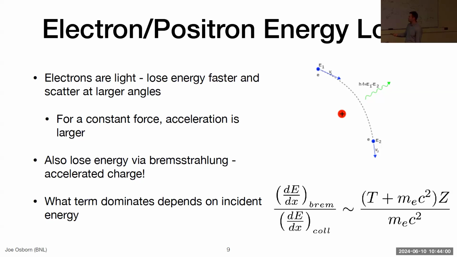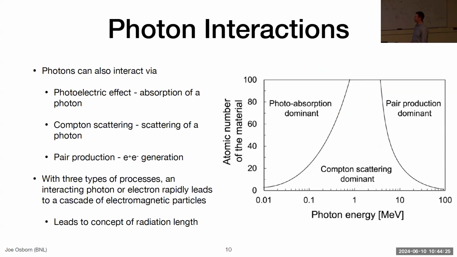What term dominates in terms of the Bremsstrahlung versus the collisional energy loss depends on the incident particle energy. So this ratio goes something like the kinetic energy times some material dependent property. So the higher the kinetic energy, for very large kinetic energies, this Bremsstrahlung term is dominant. And as you get to smaller kinetic energies, then the collisional term becomes more relevant. And so we can look at this in conjunction with photon interactions.